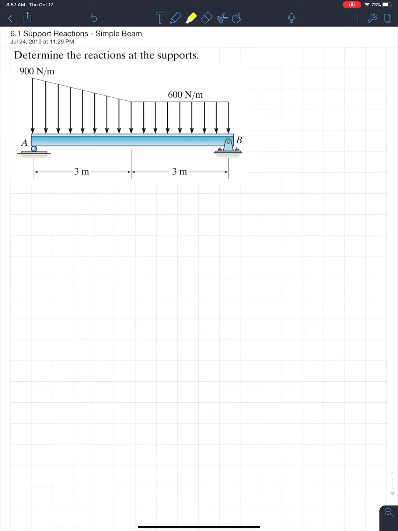So with that said, let's jump in and look at the first example, which is a simply supported beam.